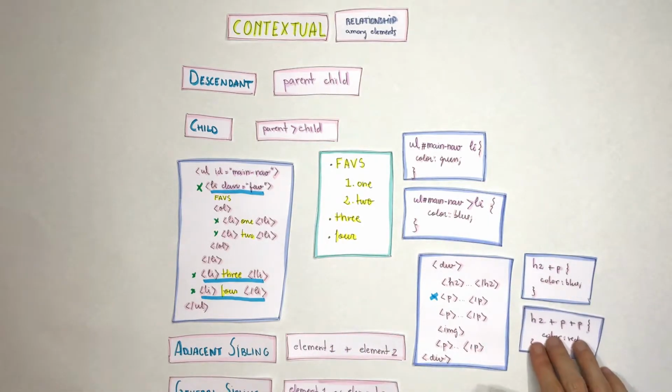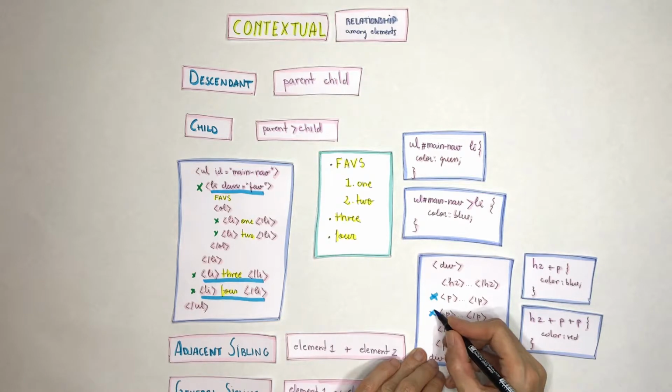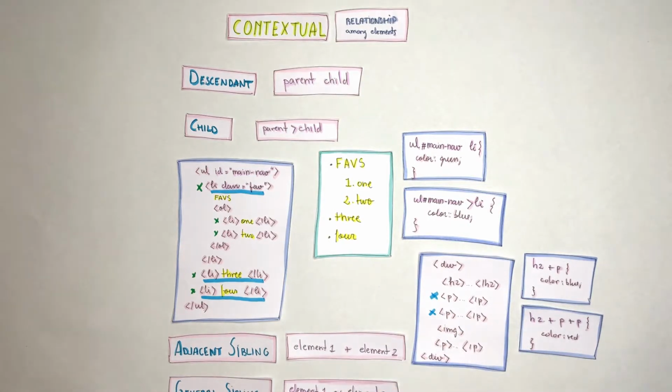In this other selector, we have more than two elements. We are chaining elements. What we are doing here is indicating the path to the element we want to select, which is the last one of the chain, meaning the p element that is next to the p element that is next to the h2 element. This one here.